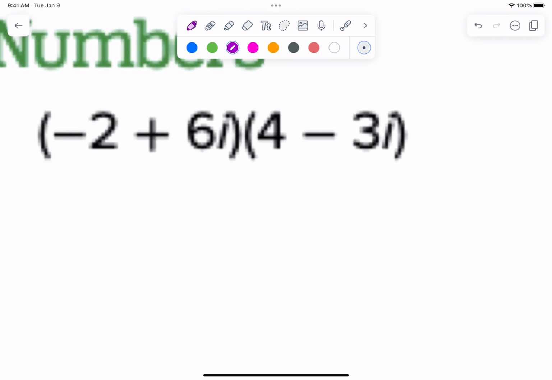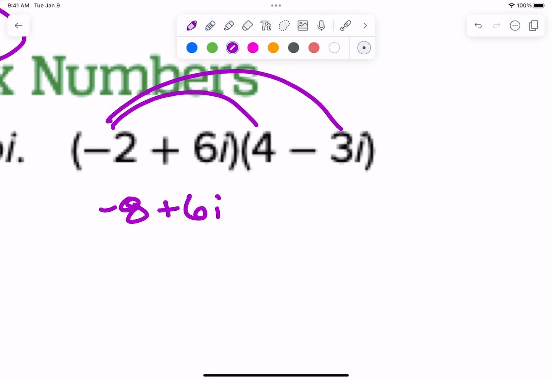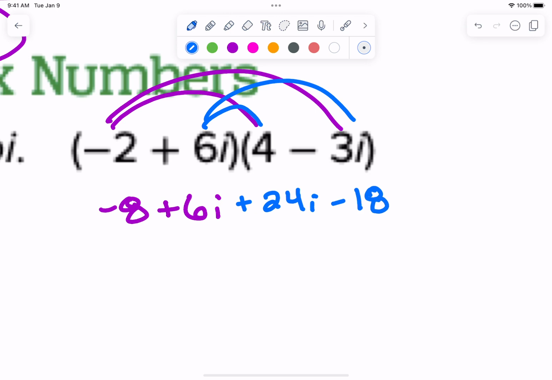All right, this guy, what is he asking you to do? Do the same thing. You're multiplying, right? Because these 2 right here are right next to each other. So it's like a FOIL, okay? Negative 2 times 4 is negative 8. Negative 2 times negative 3i plus 6i. These are just like x's and y's, except until the end. 6i times 4 is plus 24i, and 6i times negative 3i is negative 18i squared. Did you get that last piece?